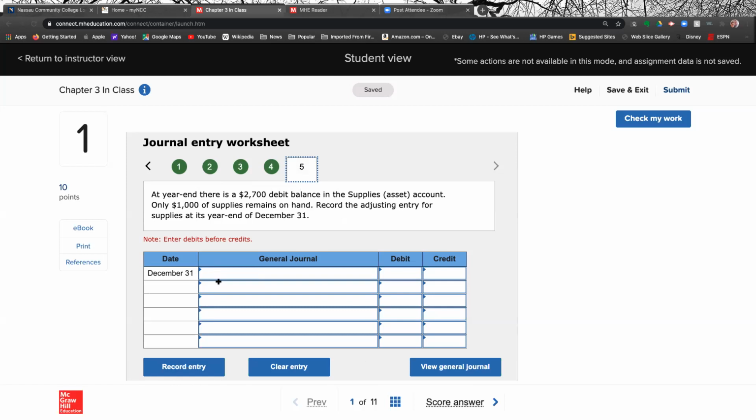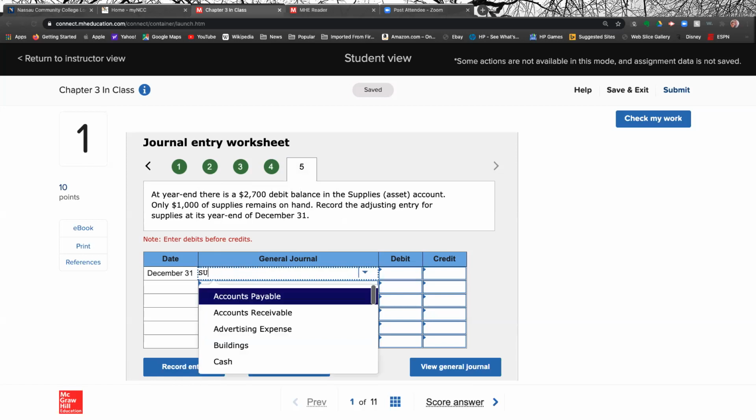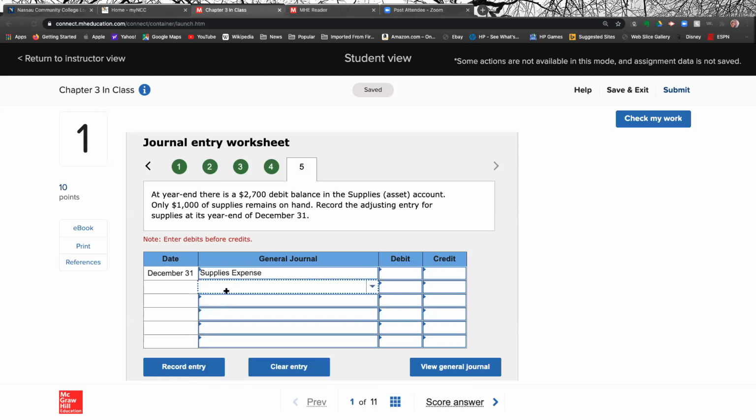Supplies. At year end, there is a $2,700 balance in the supplies asset account. Right? What adjusting entry gets made for supplies? Debit supplies expense, credit supplies. Now we'll figure the number.